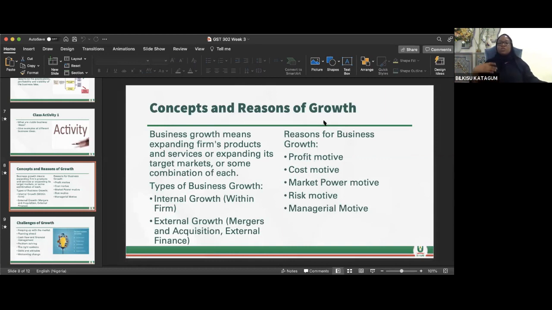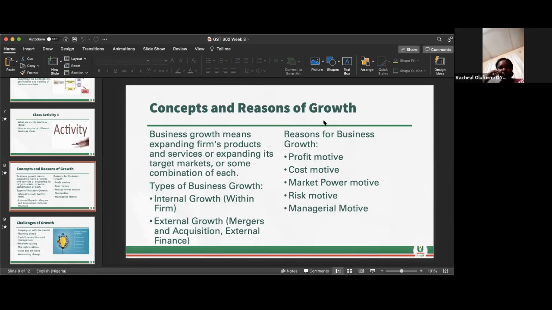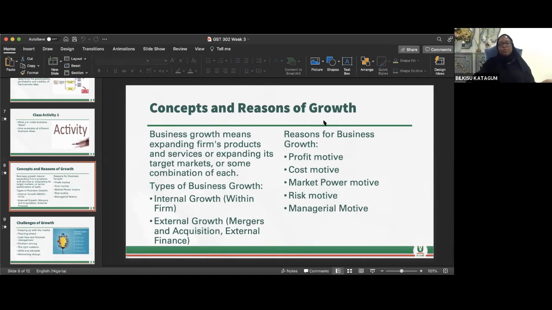Sometimes some of them even merge with other companies. That's another method of growing itself. So there are two types of business growth. You have internal growth within the firm, where you're expanding on your employees, your products, your target market, things like that. Then you have external growth, whereby you have mergers and acquisitions, external finance. An example of a merger is maybe another company will come and buy up your company. You've seen it with banks as well, how Intercontinental with another bank, Sky Bank became Polaris. Things like that.